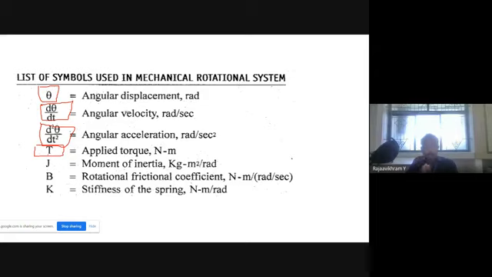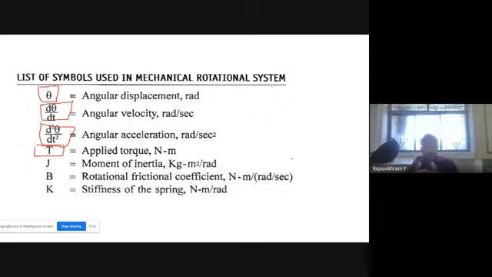So these are the symbols you have to use for the mechanical rotational system. Don't use the force as well as the mass m here. It is replaced by the moment of inertia J, and the applied torque as well as the opposing torque by T, capital T.